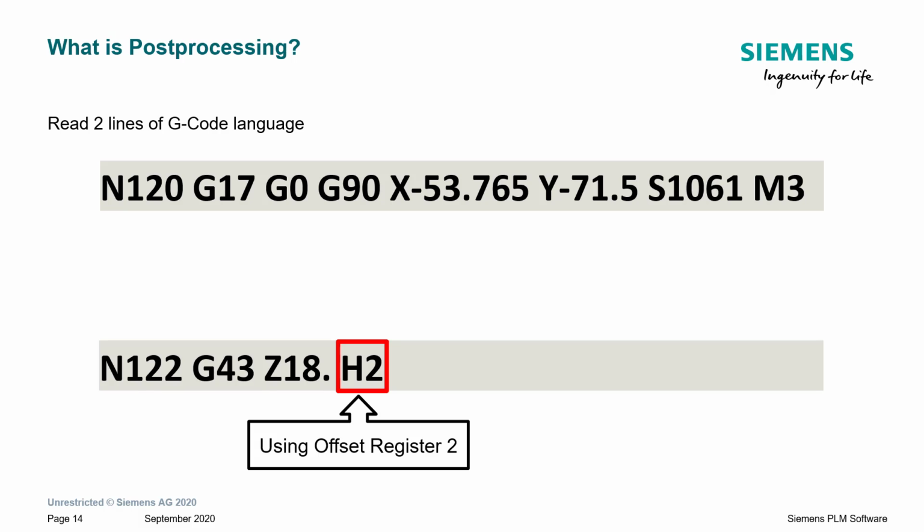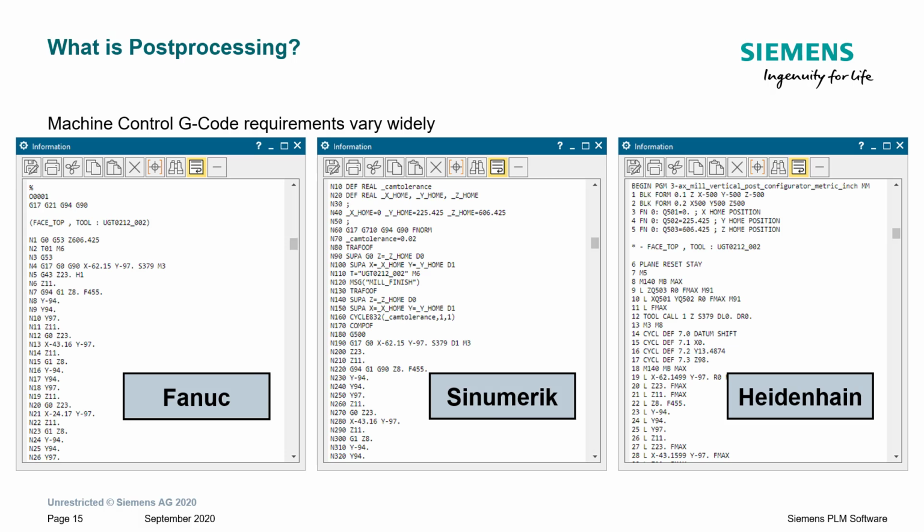The second question I could ask is, do I need to memorize and understand all these? The answer is no. It helps to know some of the codes, but it's not a requirement for sure. The third question that usually gets asked is something like, well, this looks pretty easy. Well, this example is easy, but when we look at different machine control requirements, they can vary widely.